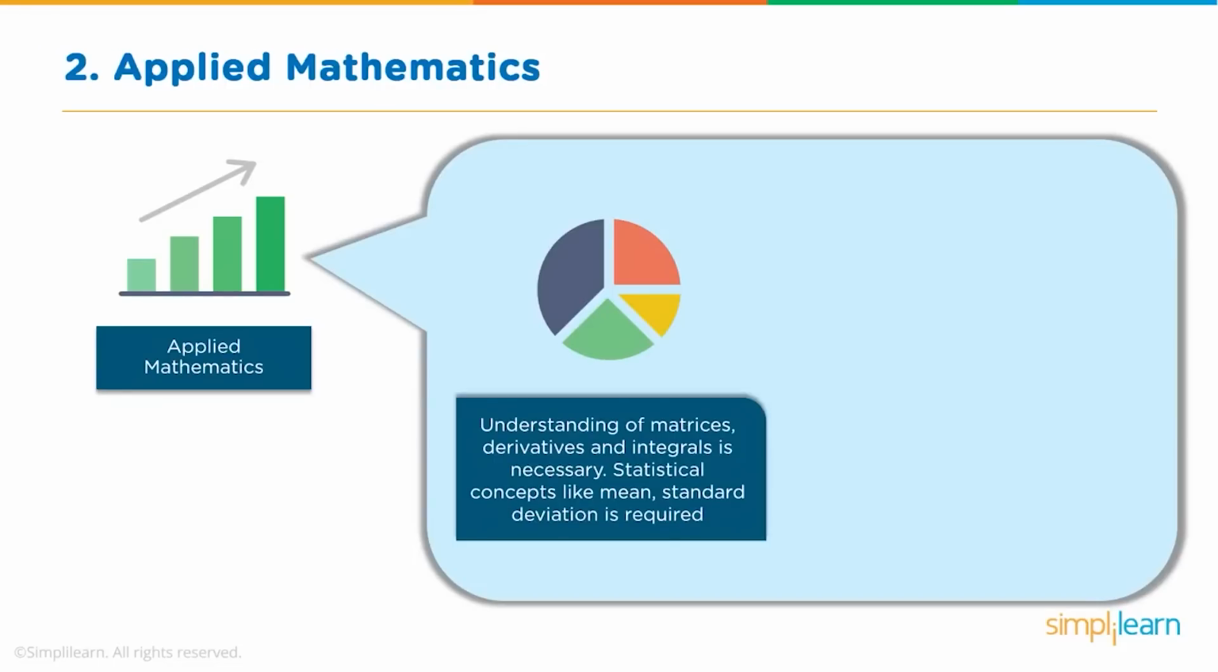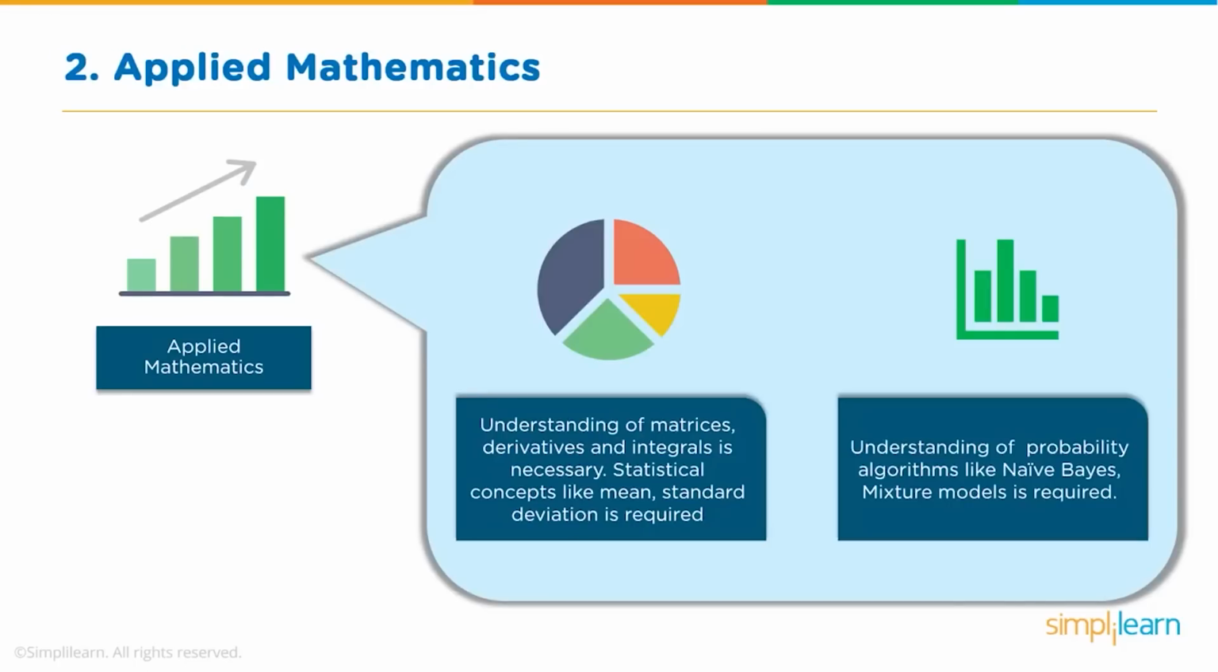Statistical concepts like mean and standard deviation are required. You really need to know those terminologies and what the standard deviation means, what a square means, median versus mode and any of those concepts. Those are so important when you're doing applied mathematics and you're looking at data science and, in this case, the engineering side of it. And understanding of probability algorithms like naive Bayes and mixture models is required.